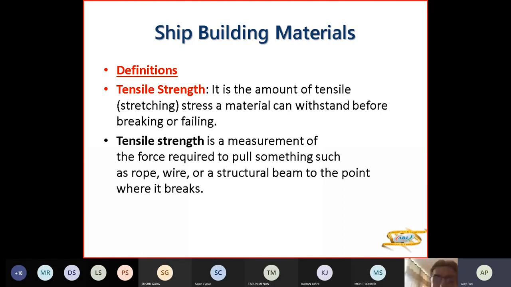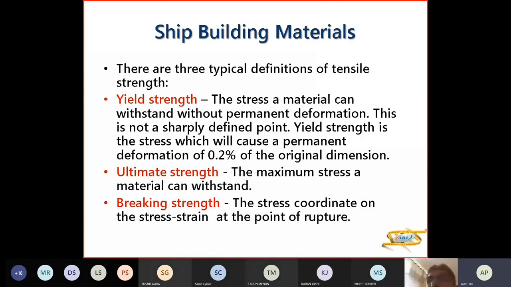So the definition we'll be doing now is tensile strength. That means it's the amount of tensile stress a material can withstand before it breaks or fails. It is also a measurement of force required to pull something, such as wire or rope or a beam, till it breaks. So you have three types of typical definitions for tensile strength. You have yield strength, you have ultimate strength, and you have breaking strength.